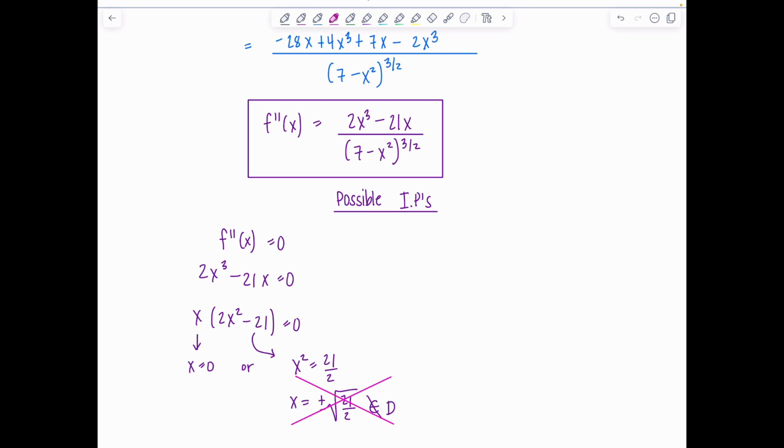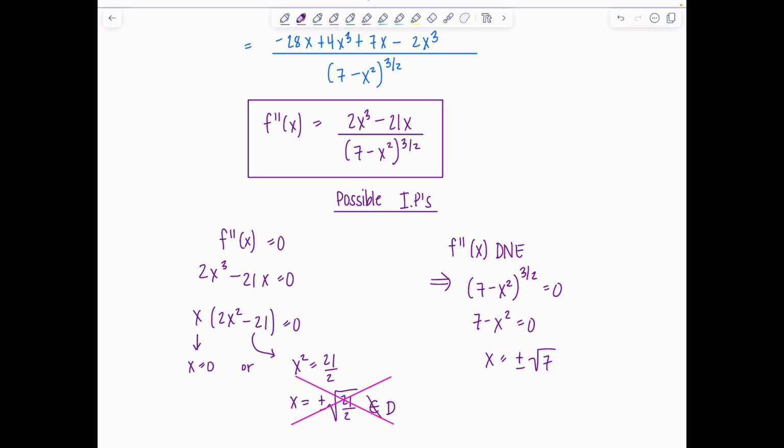Okay, that's done. Other place that we get possible inflection points is where the second derivative does not exist. That would mean the denominator is 0. It doesn't matter what exponent is there. You just set the inside equal to 0, which means x would be plus or minus rad 7. Those are the endpoints of my domain, so they're not going to be inflection points. It has to be in the middle where there's a change in concavity.